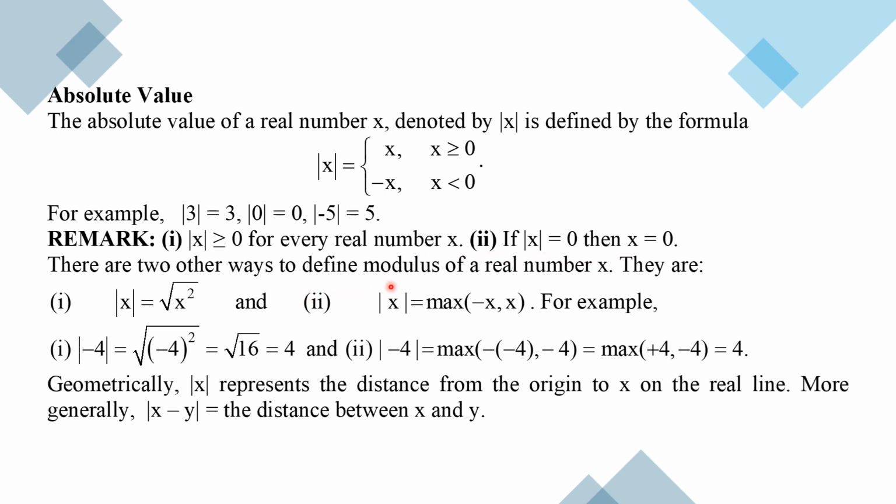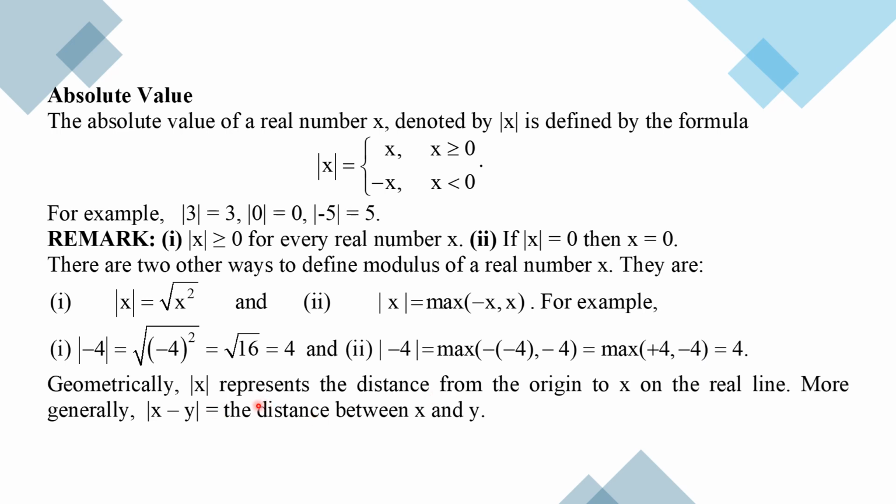There are two other ways to define the modulus of a real number x. First, mod x is equal to the square root of x squared. Second, mod x is the maximum of minus x and x. So here, mod of minus 4 we can also find this way: minus 4 squared is 16, and the square root is 4. The maximum of minus 4 and minus of minus 4, which is plus 4. So what is the maximum? Plus 4.